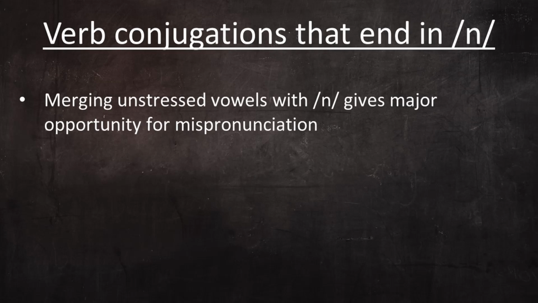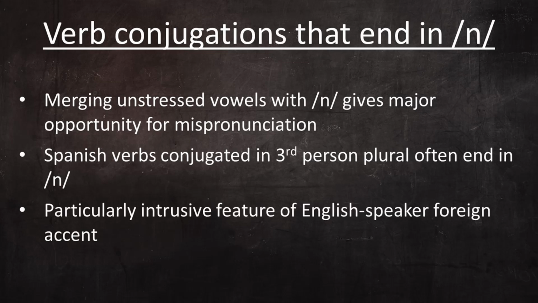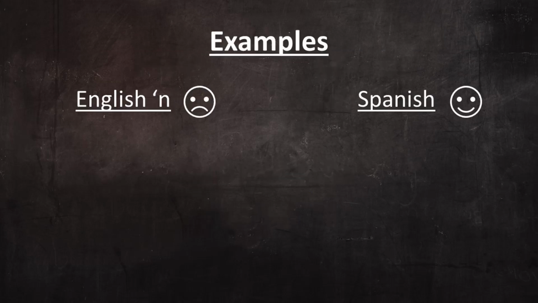Merging unstressed vowels with liquid consonants presents a major opportunity for mispronunciation in Spanish, since Spanish verbs conjugated in the third-person plural end in an unstressed vowel followed by n in several tenses and moods. This is a particularly intrusive feature of the stereotypical English speaker foreign accent. One problem with it is that it can sometimes obscure the difference between indicative and subjunctive verb forms. Observe these examples.